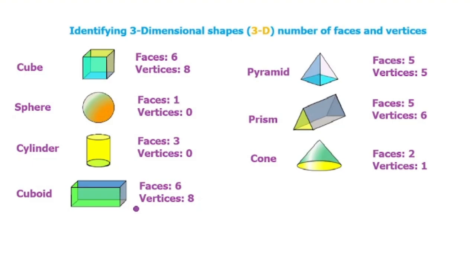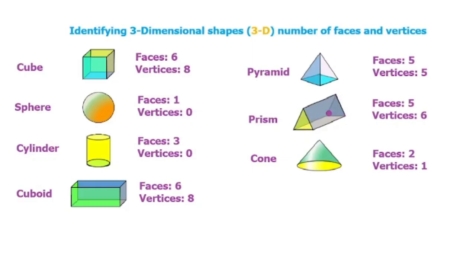A cuboid is just an elongated cube. So it would have the same faces and same vertices. A pyramid has 5 faces. You could count the bottom, this side, then the 2 back sides, right? So now let's count the vertices. Those are just the corners. 1 here, and then 4 on the bottom. Totals 5, right?